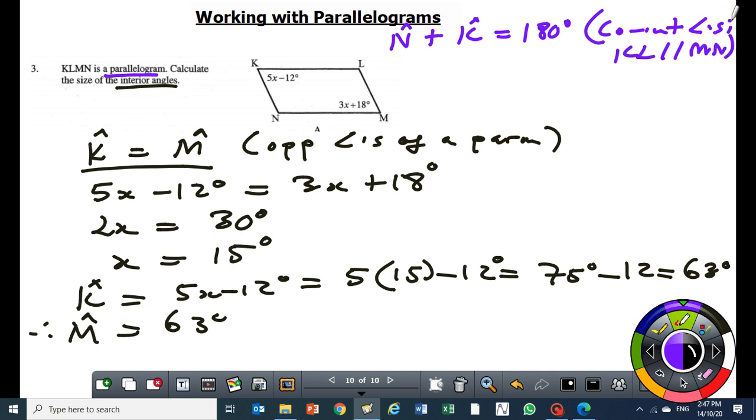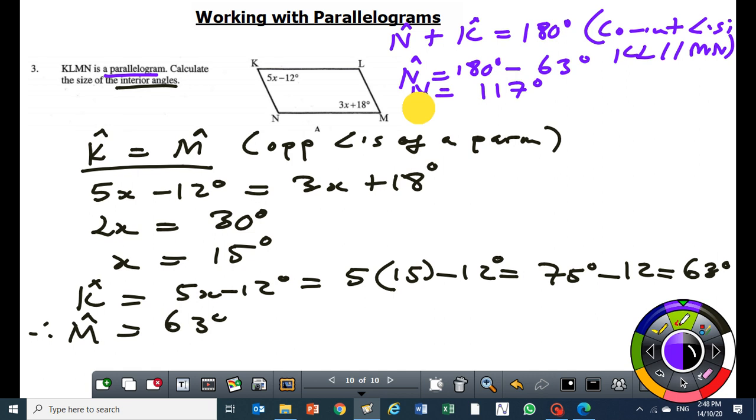Okay, we are told that it's a parallelogram, so I can write that. If it's a parallelogram, it means the opposite sides are equal and they are parallel. The opposite angles are equal, the diagonals bisect, so. Okay, then I know that my angle K is 63. So here I'll write N is equal to 180 minus 63 degrees, and that will give me 117 degrees.